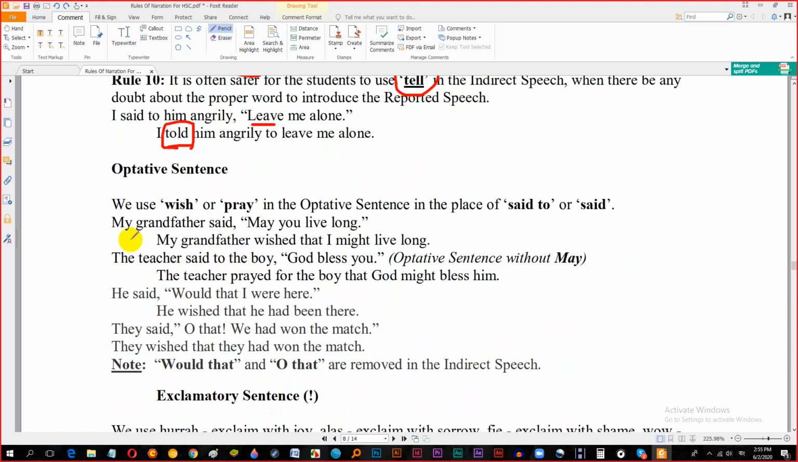Okay, now see, we use we shall pray. We have read it. So my grandfather said, may you live long. So my grandfather wished that I might live long. Here we find said, that's why we are using wished here. I think you understand this. So you will just see the sentences.